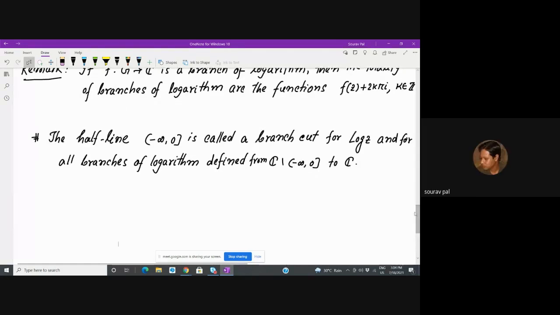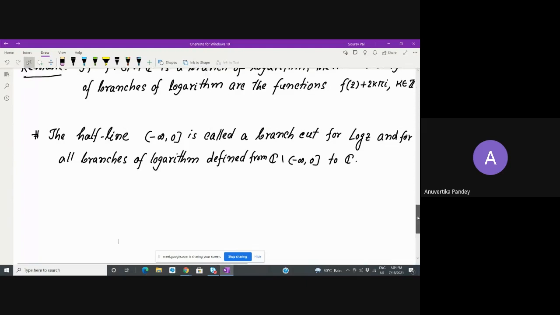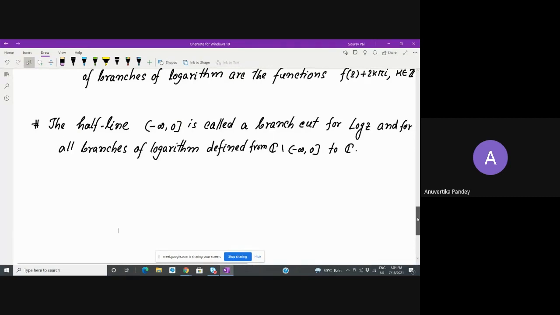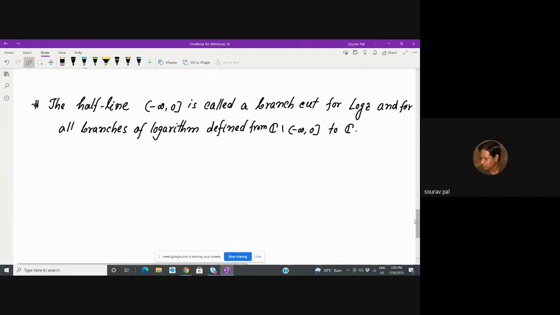Sir, if we consider points, suppose z and z plus 2k pi I, these two are different points. Can you please repeat your question once again? Suppose I have one point z naught, and z naught plus 2k pi I. Are they different? Definitely yes, for non-zero k, they are different. This is z naught and this is z naught plus 2k pi I. If this quantity is non-zero, then they are different points on the complex plane.